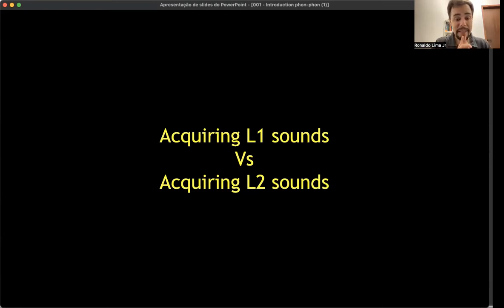Now, the thing is that when you're acquiring your first language, you don't know how different the sounds need to be to convey meaning. For example, in Portuguese, we know that there is a difference between the two vowels in vô and vó. If you say vô, and if you say vó, there is a difference. It's two different words. But when you're a baby, you don't really know if this difference is a huge difference in your native language, so that these two sounds are going to be used for different words, or if they're just variations of the same sound.